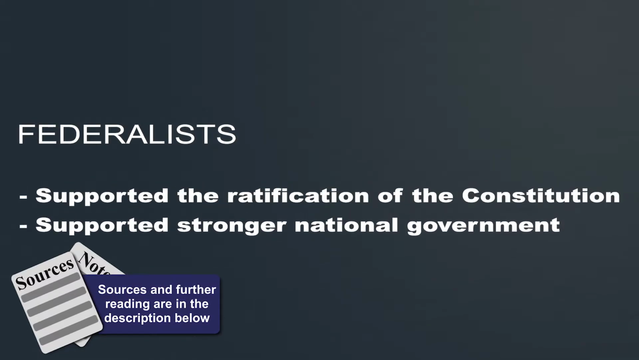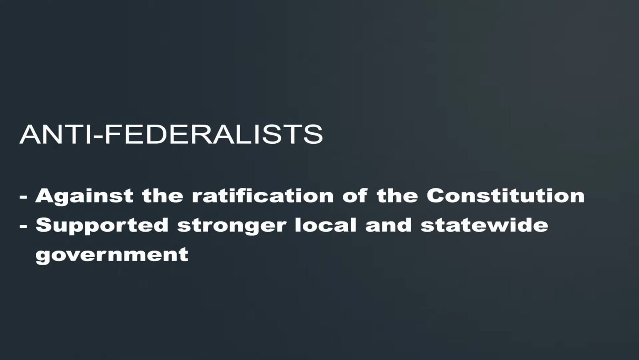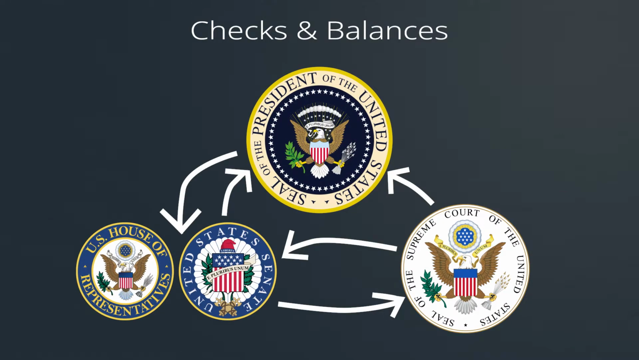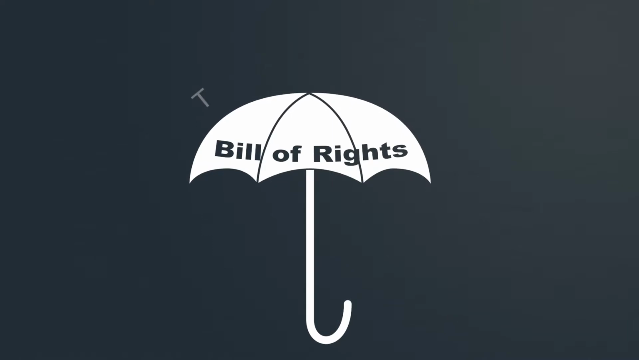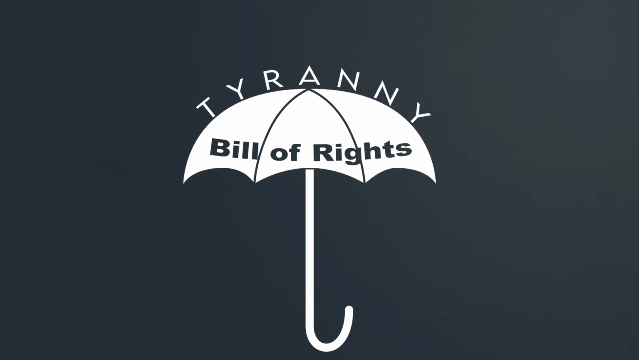Shortly after the ratification of the Constitution, there arose two factions: the Federalists that supported the ratification of the Constitution and a stronger national government, and the Anti-Federalists that were against the ratification of the Constitution and wanted more power to be left to the state and local governments. The Federalists did not think that a Bill of Rights was necessary because they believed that the separation of powers in the three branches of government was enough to protect the rights of the people. The Anti-Federalists supported a Bill of Rights because they thought it was needed to protect the people from the tyranny of a powerful national government.